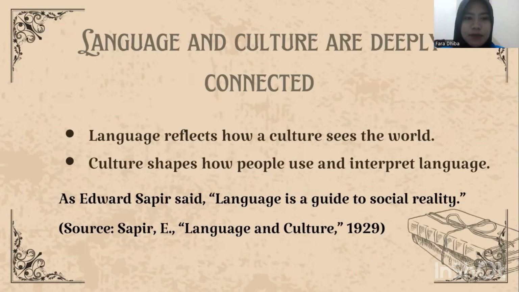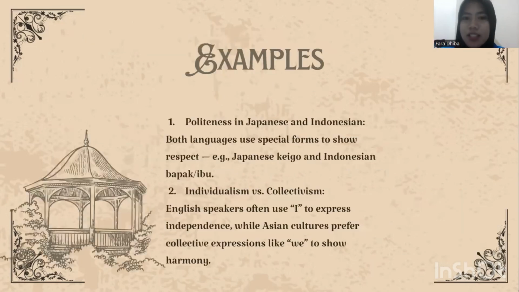And then, for example, politeness in Japanese and Indonesian. Both languages use special forms to show respect. Example: Japanese keigo and Indonesian bapak or ibu. Individualism and collectivism: English speakers often use I to express independence, while Asian cultures prefer collective expression like we to show harmony.